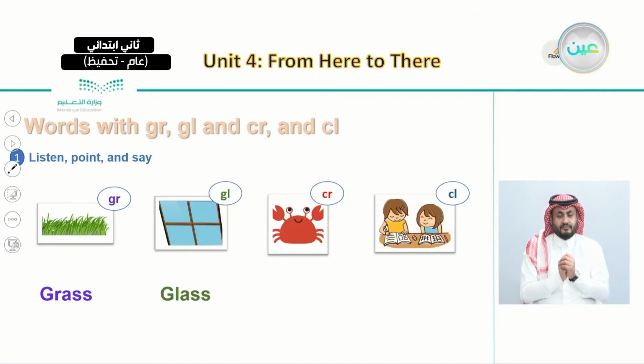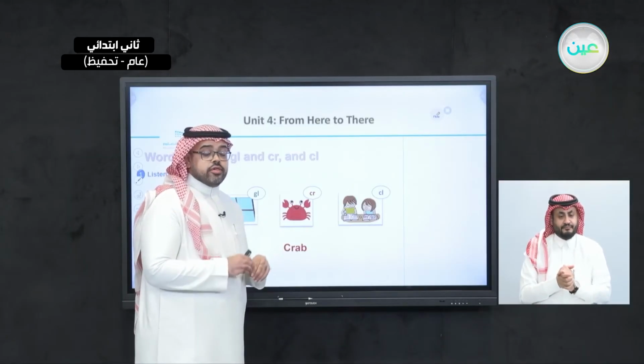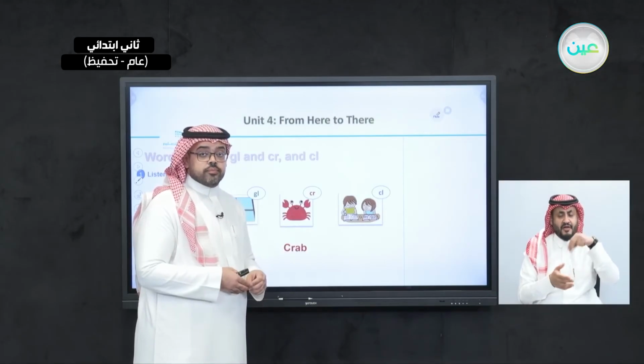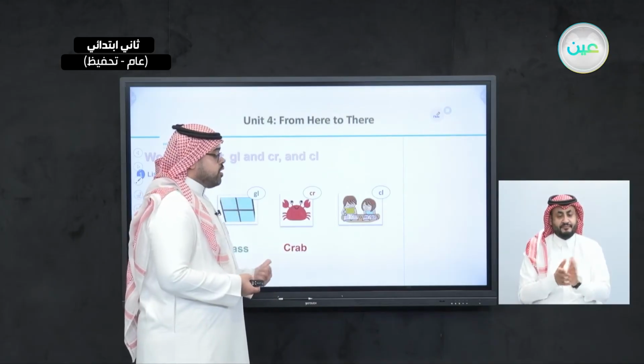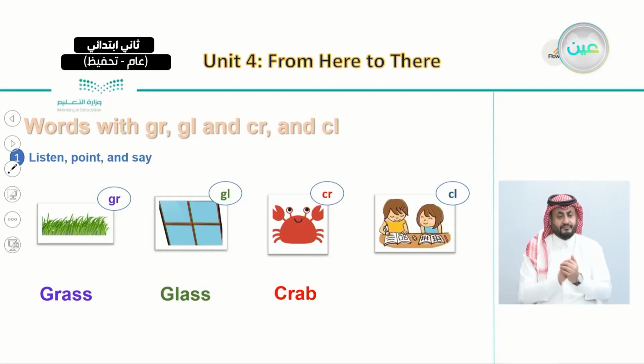The third word, that starts with CR, is crab. Say with me. Crab. So, this is a crab, and this is an animal which lives in the sea. Now, let us move on to the fourth picture that starts with C and L. So the fourth picture is class.